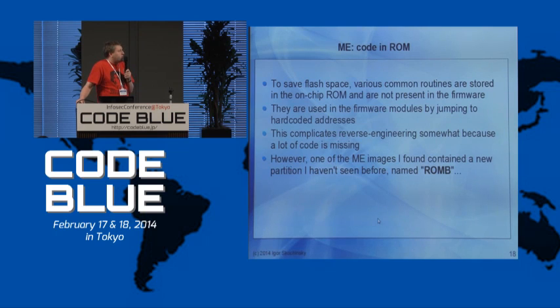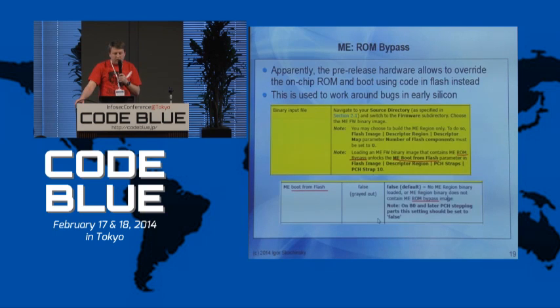However, I found one ME image which has a partition that I haven't seen before. It was called ROMB. So what is this partition? Apparently ROMB stands for ROM bypass. And this ROM bypass allows Intel to release software upgrades, so to speak, for the early silicon, for the early hardware that they distribute to the OEMs.